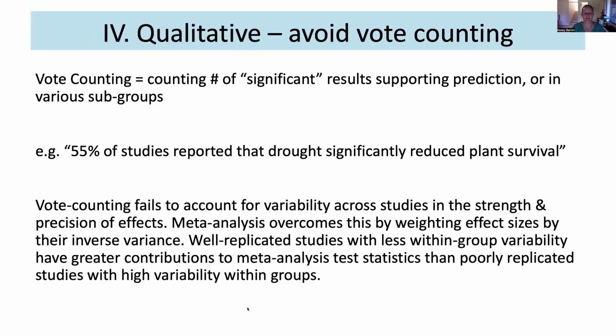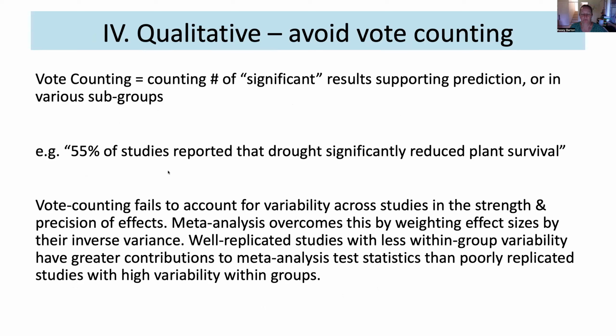All right, so what is vote counting? Vote counting is simply when we count up the number of studies that have significant results for or against a particular prediction. So we're sort of trying to do a quantitative assessment because we're counting, we're producing a number, but it's based on study significance, which we know can be terribly misleading and not really a measure of the magnitude or the robustness of a study effect size.